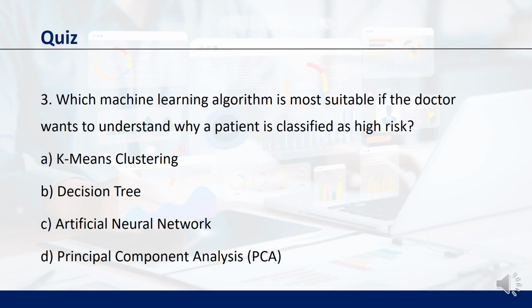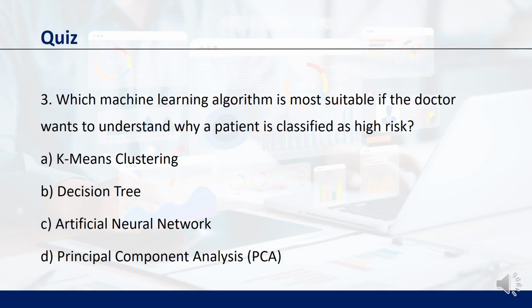Next question is, which machine learning algorithm is most suitable if a doctor wants to understand why the patient is classified as high risk? The options are A, K-means clustering, B, decision tree, C, artificial neural networks, D, principal component analysis or PCA.